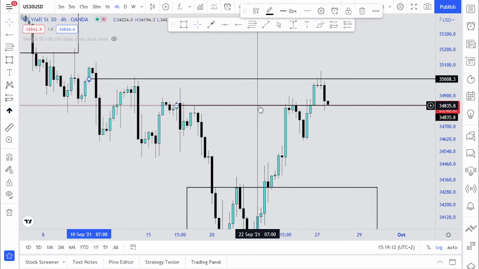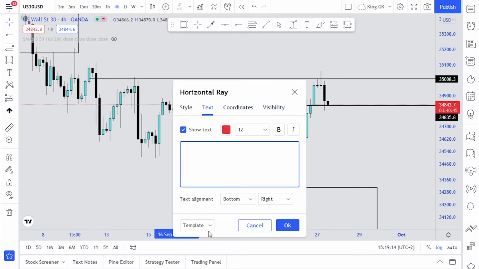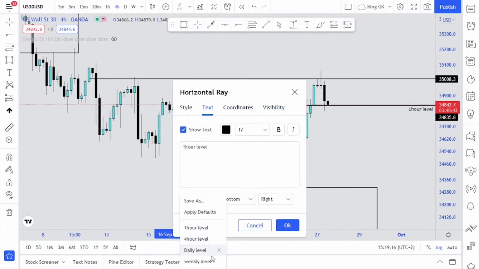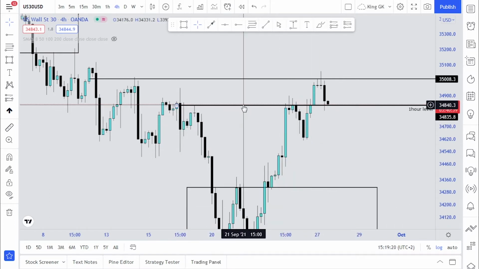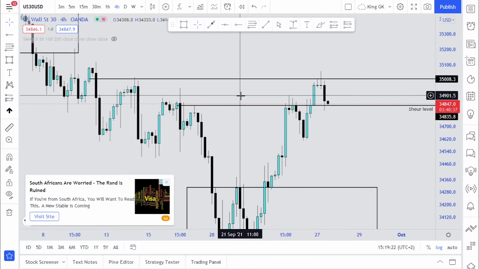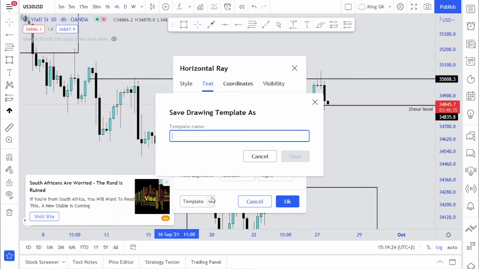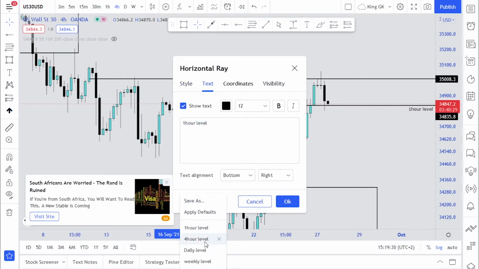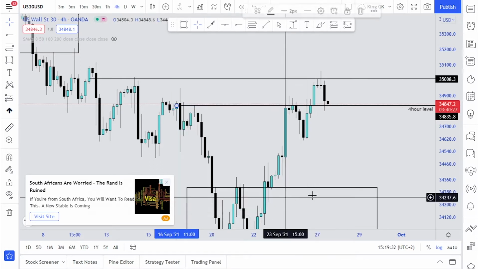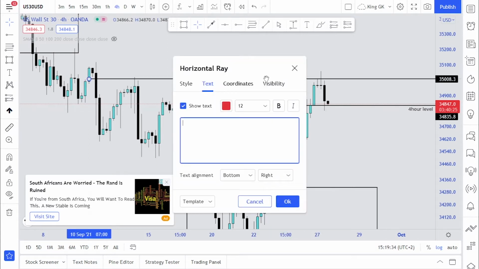This is the area where we will most likely have some trouble because this is a really strong level for institutions. So let's mark this 4-hour level. I love to mark my levels so I can always know which level I'm facing, guys. I don't love to trade and not know the name of the level. Yep, there's a 4-hour. It's another beautiful 4-hour level.